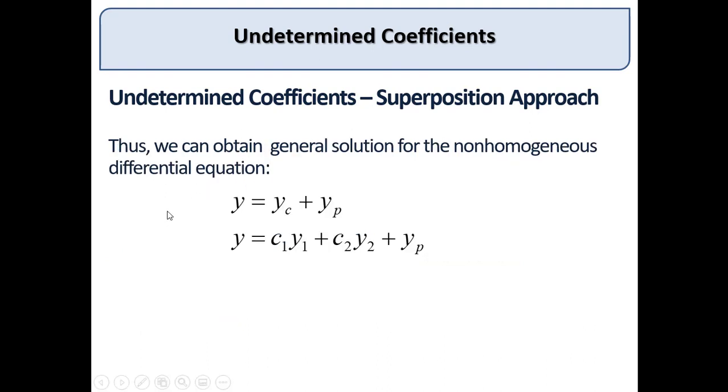Okay, so basically for us to solve the non-homogeneous equations with undetermined coefficients, we need to have two parts of the solution, which is yc, the complementary solution or complementary function, and the other one is the particular solution. Therefore the general form of the solution is y equal to c1y1 plus c2y2, which is the complementary solution, plus yp, which is the particular solution.